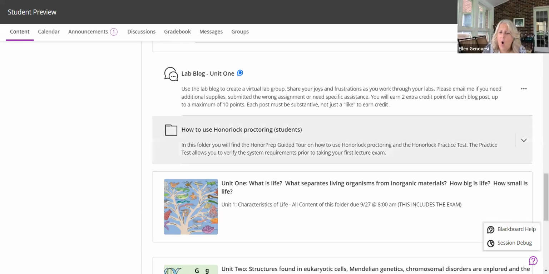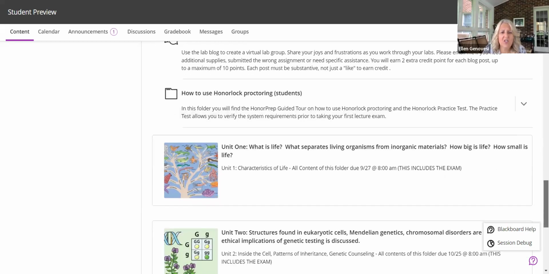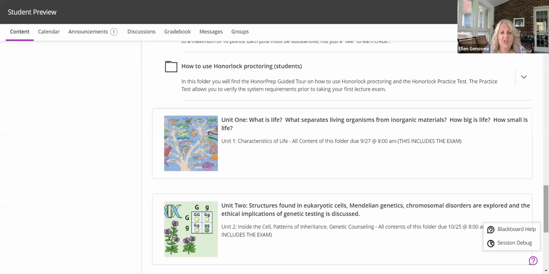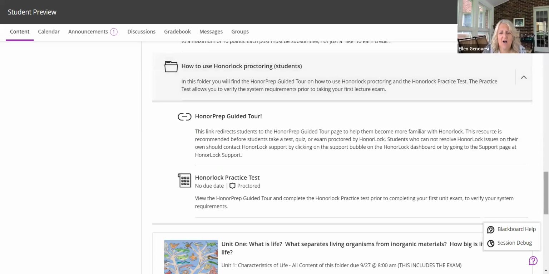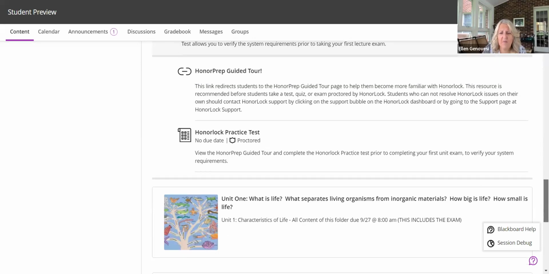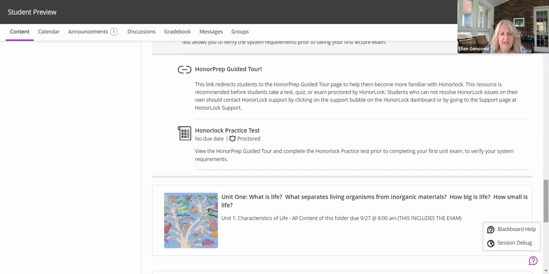All our lecture exams, just the lecture exams, are proctored using HonorLock. This folder gives you some information on HonorLock. What is very important, I think, is to take the HonorLock practice test. If you've never used HonorLock before, you want to take the practice test prior to your first exam. You want to verify that you have the correct system requirements. Don't wait till the last minute to take your first test and then realize something's wrong with my webcam and I'm not able to do this.